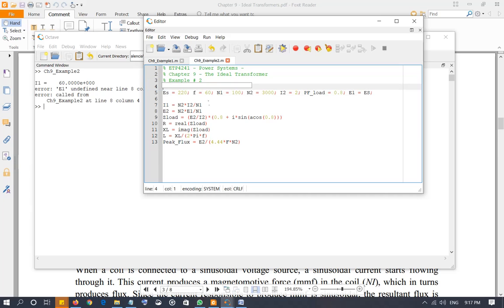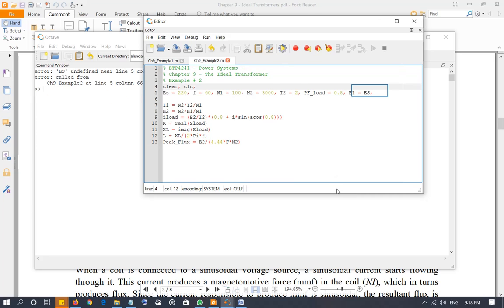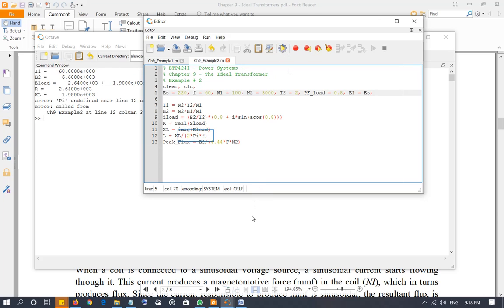Let's put a clear over here, clc. So it's gonna clear everything and then clear the screen as well. Okay. ES, okay, lowercase s. There you go, lowercase s. Alright, pi undefined, should be lowercase pi. Alright, I made so many errors. F, uppercase F, I defined it lowercase f. Okay, alright, finally.